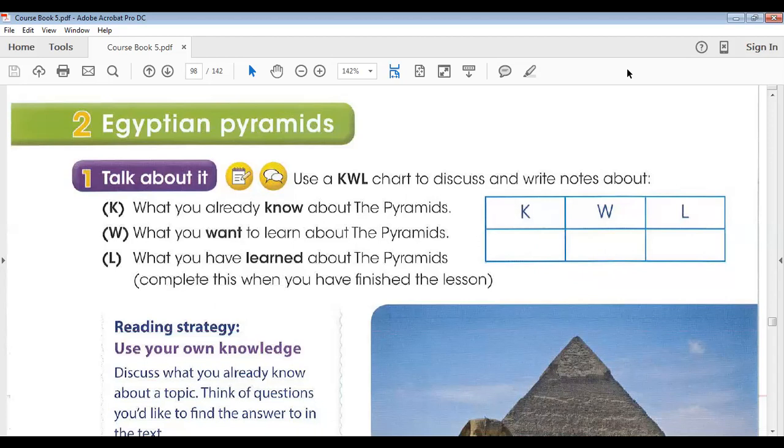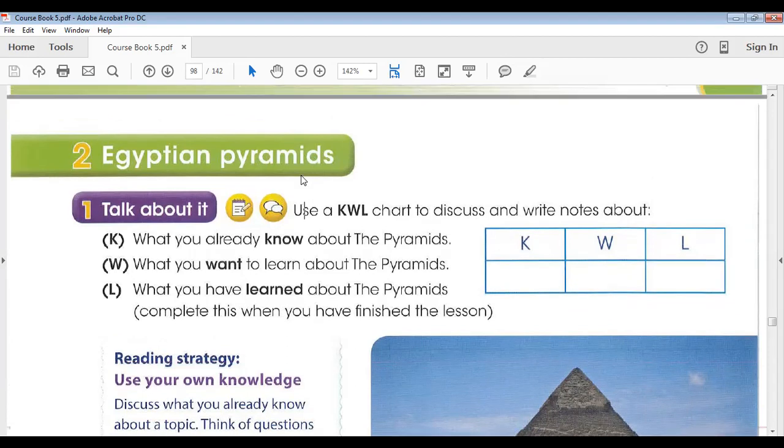Today we started lesson 2, unit 7, English student book, pages 98 and 99. As you know, this whole unit 7 is all about ancient civilizations, ancient Egyptians and their civilization, the way of living, the way of life of ancient people. So the second lesson is about Egyptian pyramids, the fact file of Egyptian pyramids.